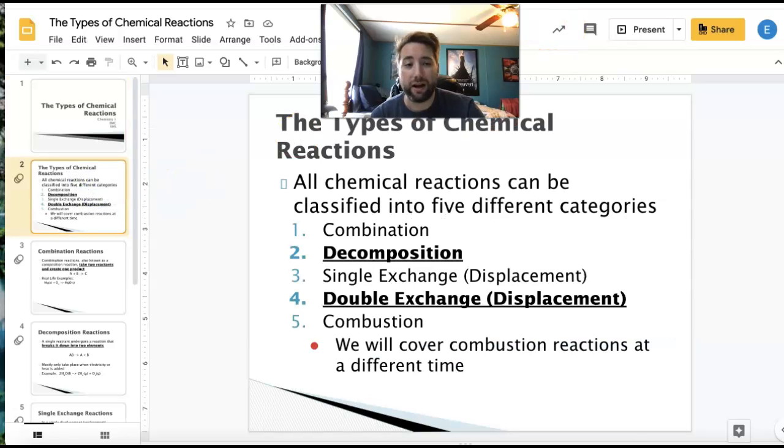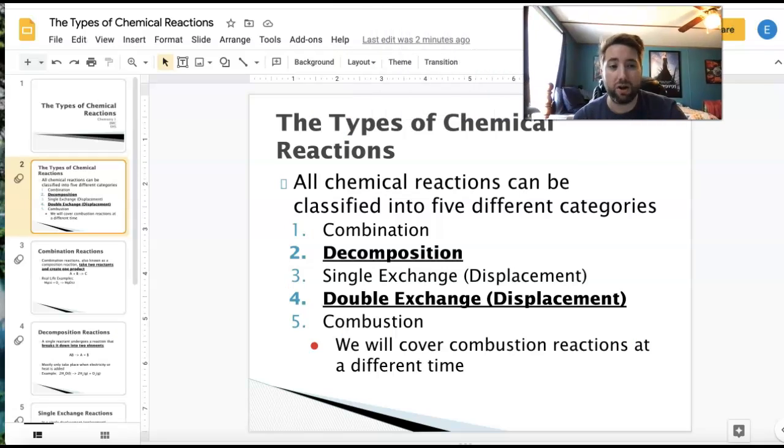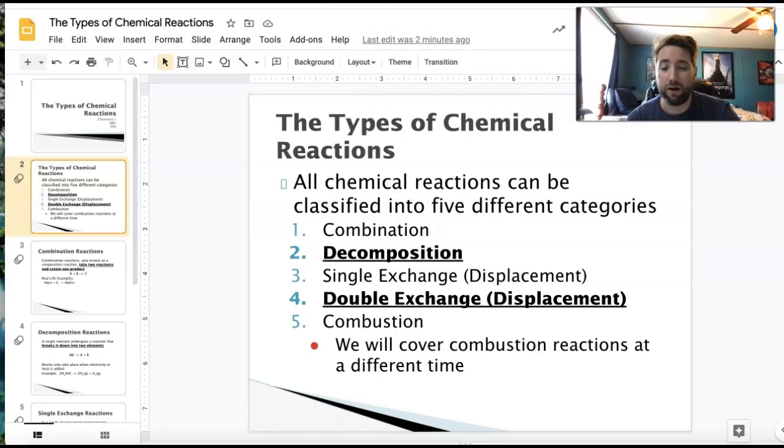We can classify chemical reactions based on how many reactants they have, what happens in the reaction, and that kind of thing. They can all be classified into 5 different categories. We've got combination, and you may see combination as synthesis. They're used interchangeably. Decomposition, single exchange or single displacement. Single exchange and single displacement are the same thing. Double exchange and double displacement, those are also the same thing. And then combustion, and combustion is whenever anything burns. We'll talk about combustion at a later time.